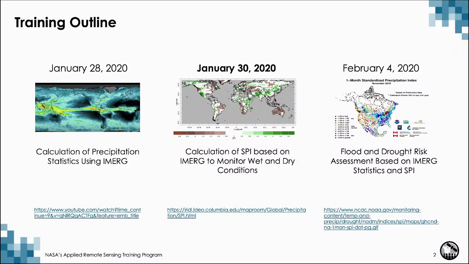In part one of the webinar, we learned about IMERG version 6 data products, how to explore and download the data using Giovanni, and how to calculate regional precipitation statistics using QGIS and spreadsheet software. In today's webinar, we'll be using IMERG data with open source software to calculate the Standardized Precipitation Index, or SPI, to monitor wet and dry conditions.